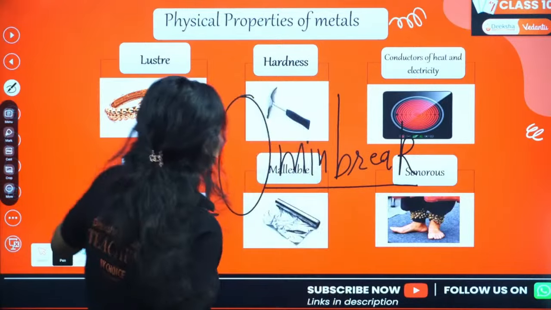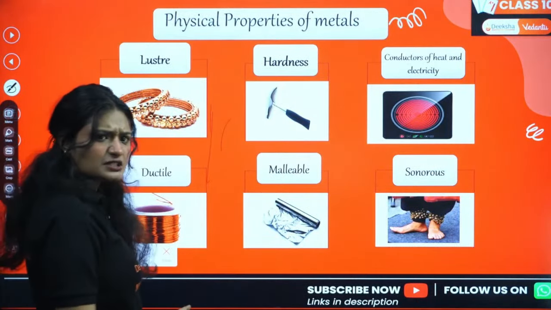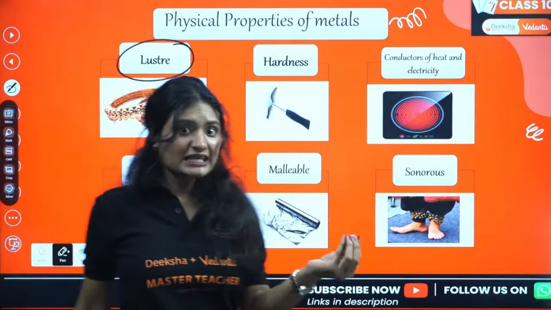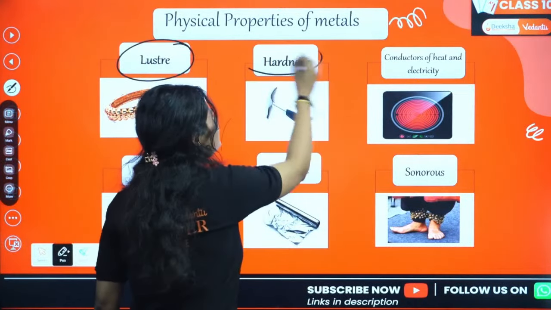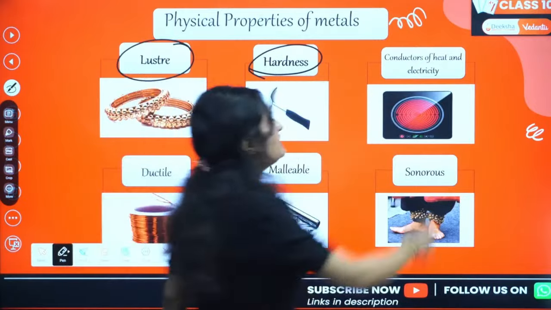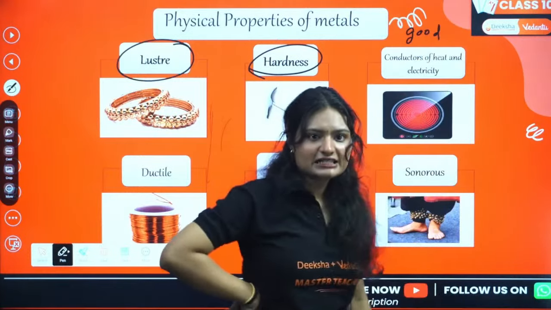Let's do the revision. What are the physical properties of metals? Metals are lustrous, they are shiny. They are really hard. They are good conductors of heat and electricity.